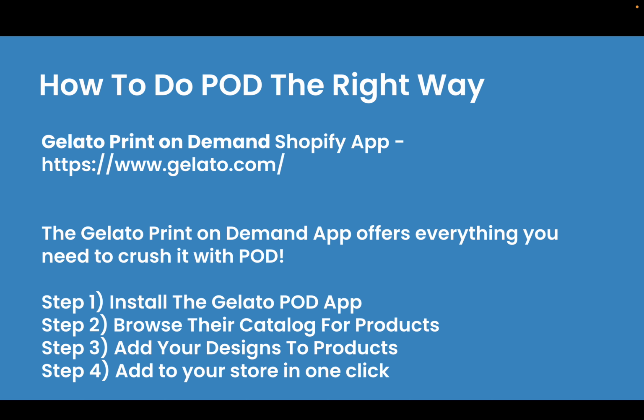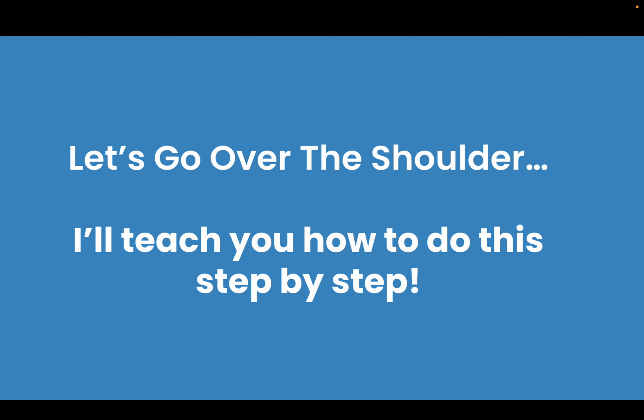Simple 4-step process. Number 1, install the free app. You'll be able to browse through their catalog. We'll go over the shoulder. I'll show you exactly how this works. You basically add your print-on-demand designs onto the products that you want. For example, Under Armour t-shirts or Bella Canvas shirts or tank tops or Champion hoodies. And then you add those products into your store in one click. And we're going to go over the shoulder. I'm going to teach you step-by-step exactly how to do this and how to pick the best branded products that are going to sell like crazy.